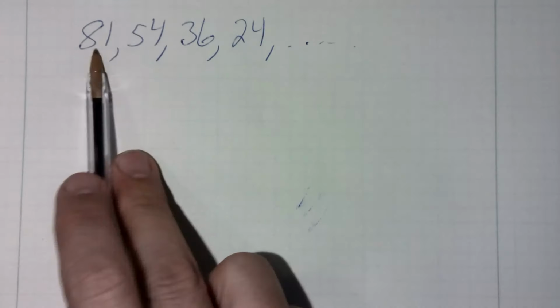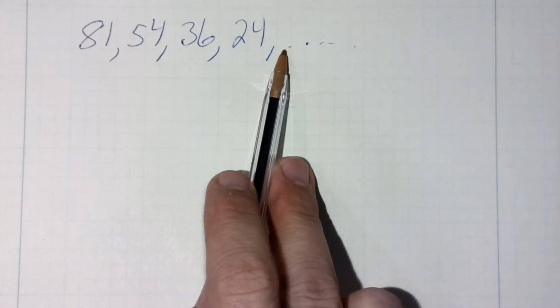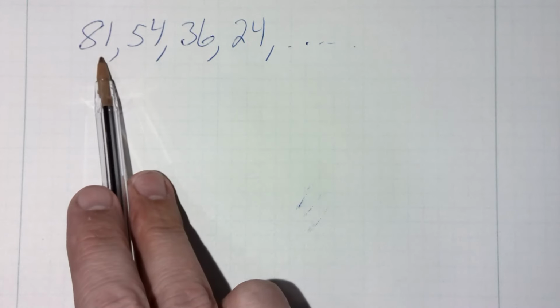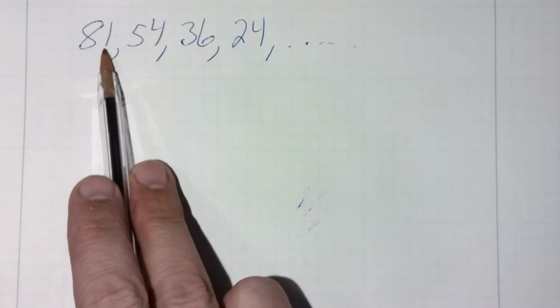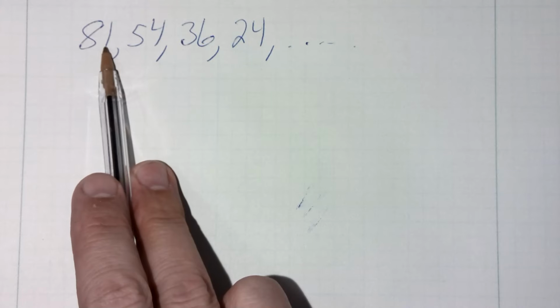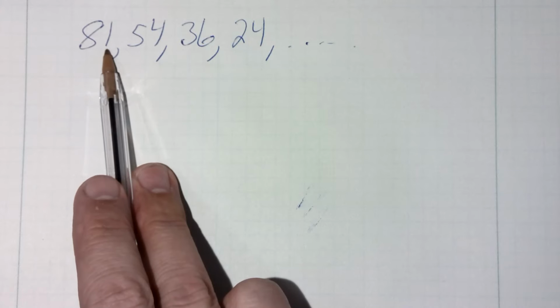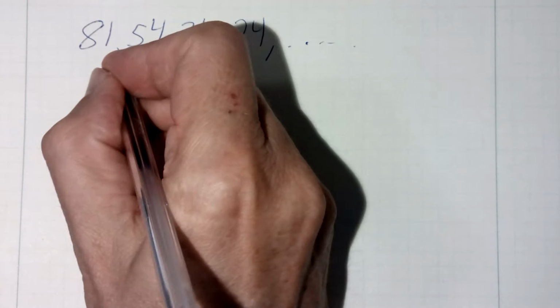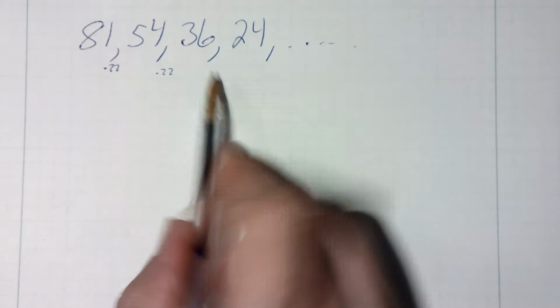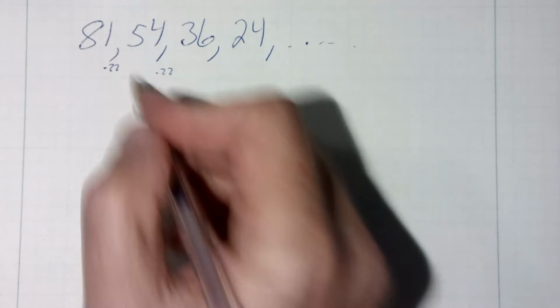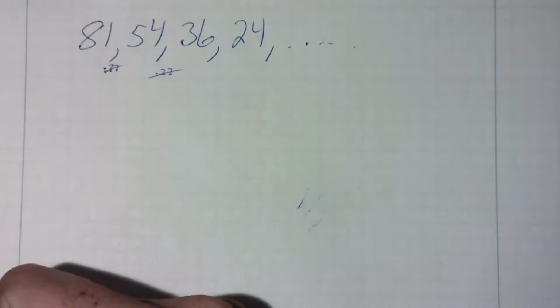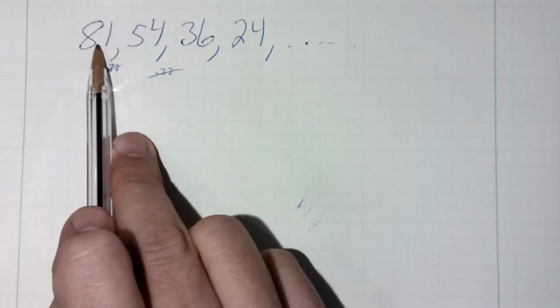Now, it almost looks like we're minusing something. So I go, oh, am I minusing? What would I be minusing? I'd minus 27 to go from 81 to 54. But if I minus 27 again, do I get to 36? No, I don't. So I'm not minusing. So let's see if it's a geometric. I must be multiplying or dividing by something to go from 81 to 54.